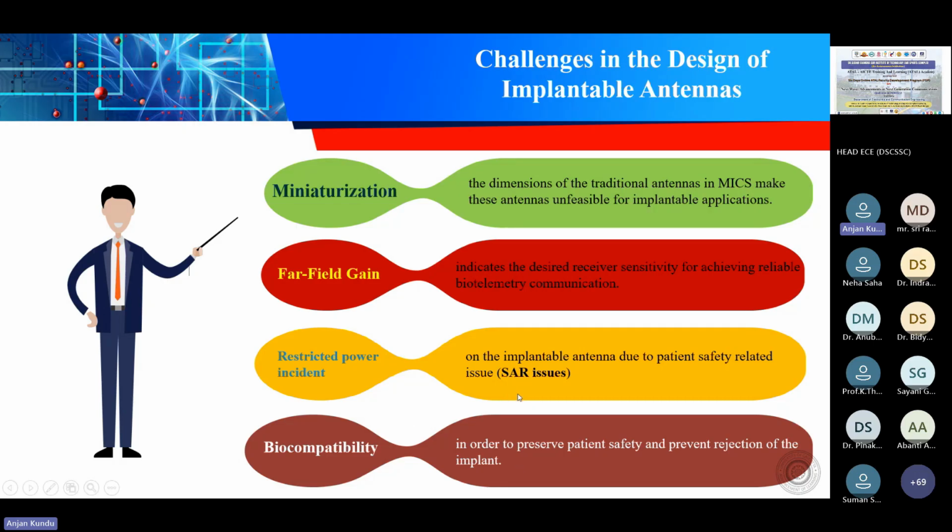I have already mentioned restricted power, and also the biocompatibility. We can't design any biosensor, particularly an in-body biosensor, with just any material. We need a biocompatible material over which the sensor has to be designed. And to be frank, very few biocompatible materials are available in India. That's why designing an in-body biosensor is very challenging in India.